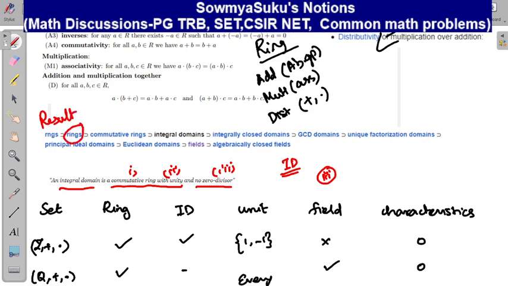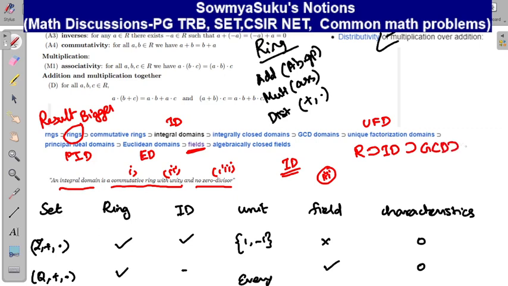So here a ring is the bigger one, right? It contains commutative rings, and that contains integral domains, which contain GCD (greatest common divisor) domains, that contain unique factorization domains, and that contain principal ideal domains, which contain Euclidean domains, which contain fields, and lastly algebraically closed fields. So ring is the bigger one.